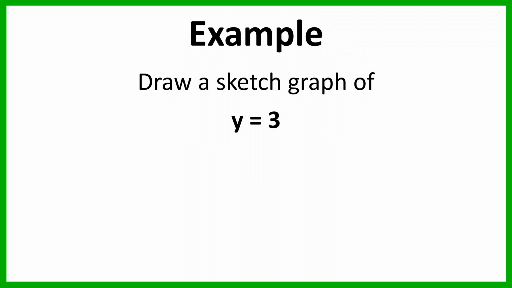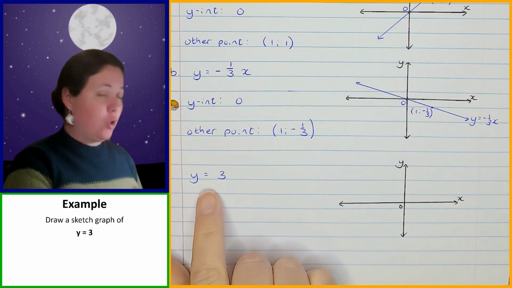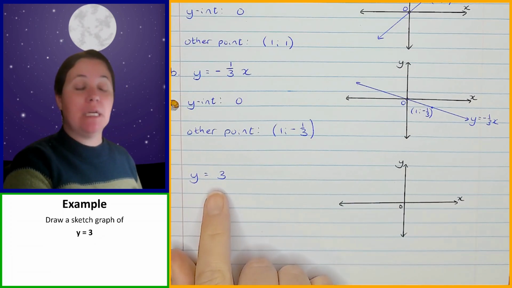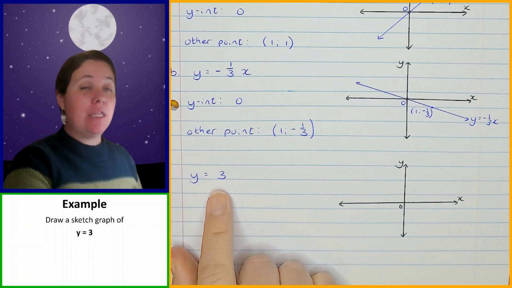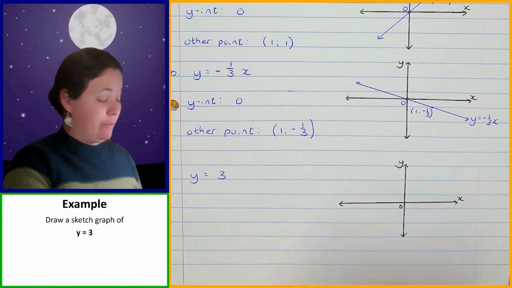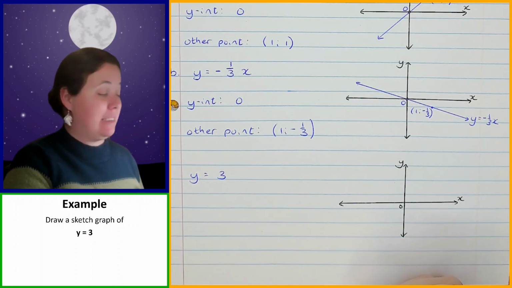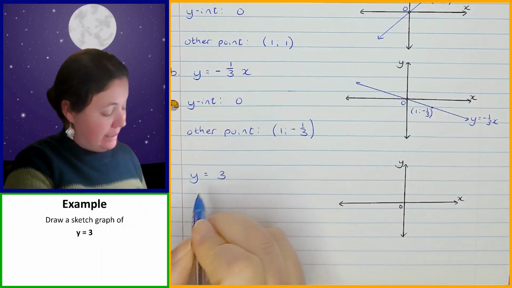Okay, now in this question over here, you're being asked to sketch the graph for the equation y equals 3. Okay, let's go and have a look at how we would do this question. Okay, so this is an example where I have an equation in the form y equals a number. So that means that I can't find a value of x because there's no x in my equation, which means I won't be able to find an x-intercept. I can find my y-intercept.